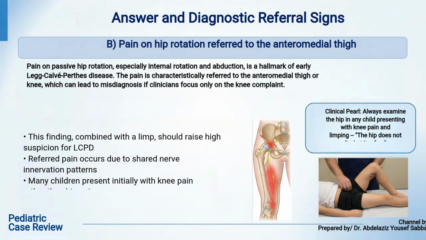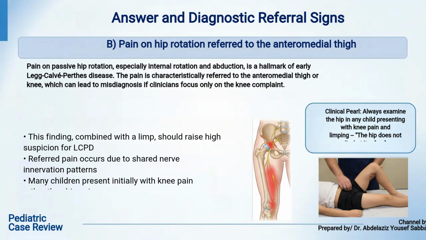Pain on passive hip rotation, especially internal rotation and abduction, is a hallmark of early Legg-Calvé-Perthes disease. The pain is characteristically referred to the anteromedial thigh or knee, which can lead to misdiagnosis if clinicians focus only on the knee complaint. This finding, combined with a limp, should raise high suspicion for this diagnosis.